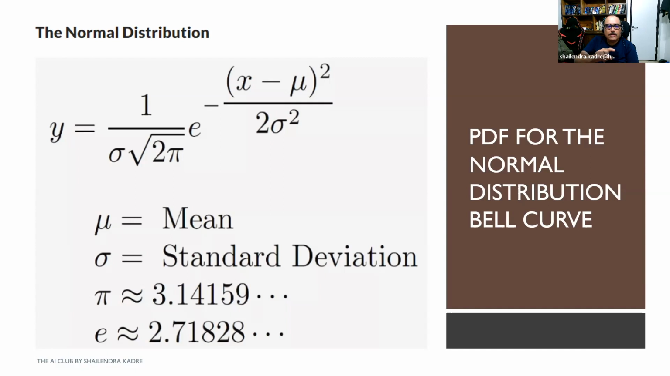You study the formula. 1 upon sigma under root of 2 pi. Under root of 2 pi is nothing but a constant because pi is constant, and sigma is variable here. Now e to the power minus, in the bracket, (x minus mu) whole squared divided by 2 sigma squared. e is again a constant. So x is what? x is nothing but our data point, our data column.